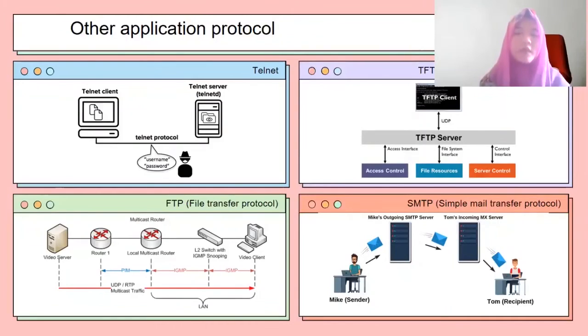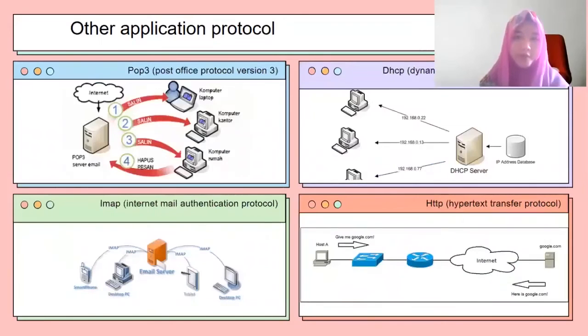Fourth, SMTP or Simple Mail Transfer Protocol is a protocol used to exchange email messages from clients to mail servers and between mail servers. Fifth, POP3. POP3 is Post Office Protocol version 3. It is a protocol used to pull email from the mail server to the mail client. POP3 uses port address 110.